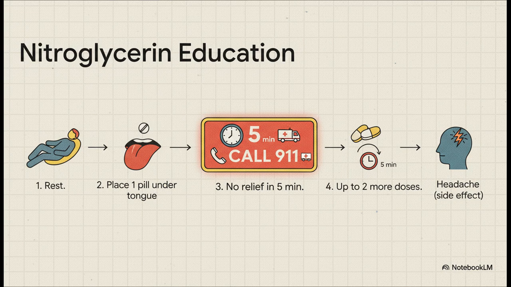Patient teaching around nitroglycerin is a massive safety topic on the NCLEX, so listen up. The single most important thing to teach your patient is this. If that first tablet under the tongue doesn't get rid of the pain in 5 minutes, they need to call 911. No exceptions. Sure, they can take up to 2 more doses while they wait for the ambulance, but they can't wait to call for help. Teaching them that one thing could literally save their life.